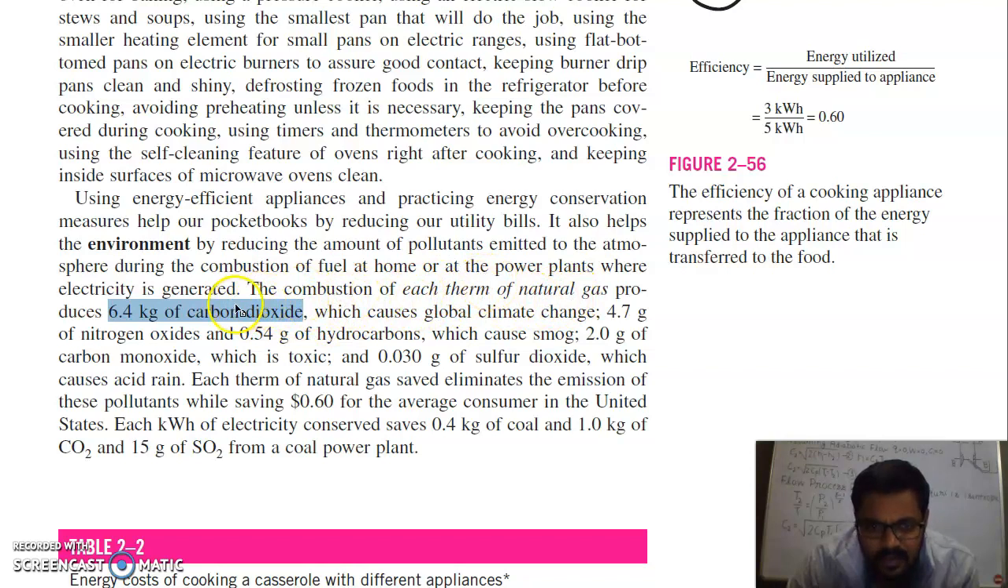This means if you burn natural gas, 6.4 kilogram of carbon dioxide is produced, which causes global climate change, and 4.7 gram of nitrogen oxide and 0.54 gram of hydrocarbons, which cause smoke, and 2 gram of carbon monoxide, which is toxic, and 0.03 gram of sulfur dioxide, which causes acid rain. So each therm of natural gas saved eliminates the emission of these pollutants while saving cost also.